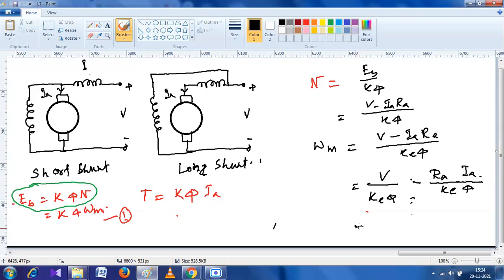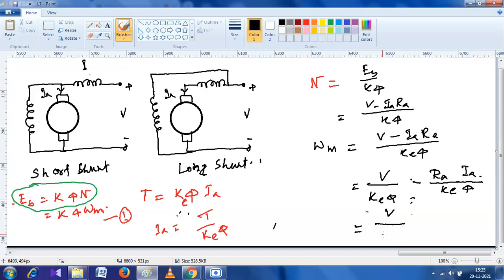So if we replace the value of IA from that equation, suppose this is also a, we can write this would be E. So replace the value of IA from that equation. What is the value of IA from here? Calculate it first. T by KE into phi. From that equation, first calculate the value of IA from the top equation. E by KE phi. Put that value in that equation.